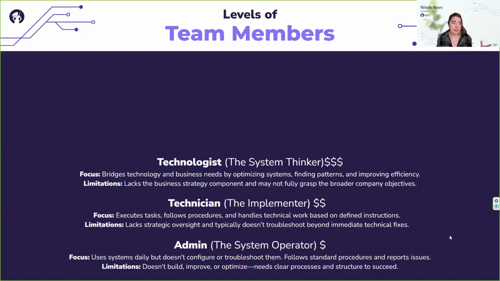One layer up from there is the technologist. This is the systems thinker. This is the person that's bridging that gap between the business needs and optimizing systems. They're looking for problems, they're finding patterns, they're improving efficiency, but they lack that business strategy component of, okay, so why does this matter to the business owner? And they don't always grasp the broader company objectives and company scenarios.